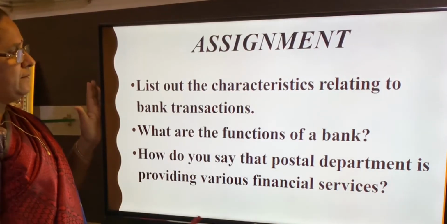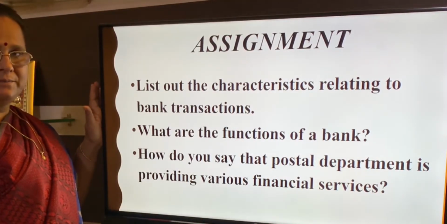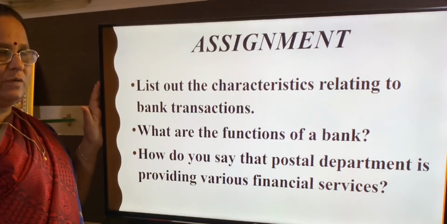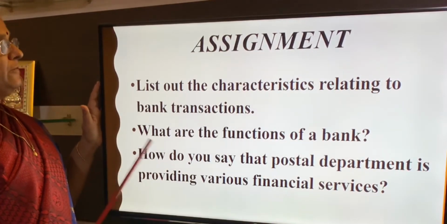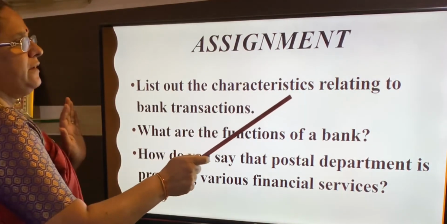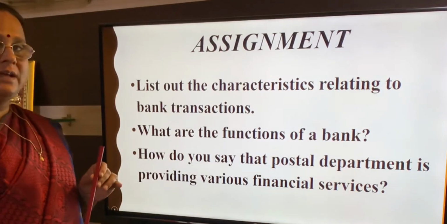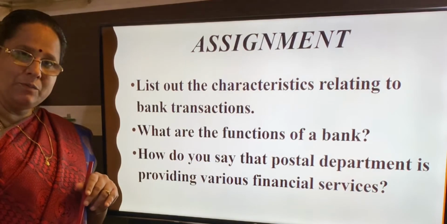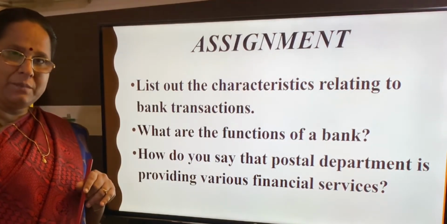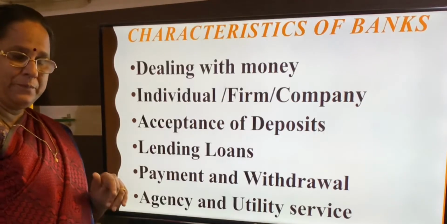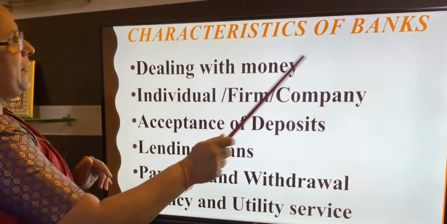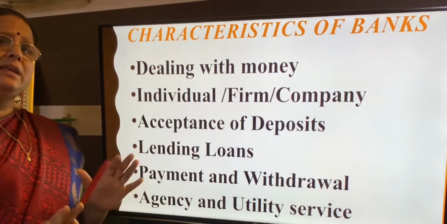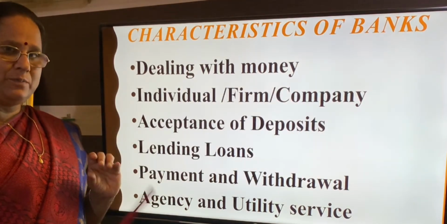The next one is about the assignment. This assignment has to be written in the homework. The first question is regarding the characteristics of bank transactions. You have to write all 11 points. You remember those 11 points? If you don't remember, once again I will show them here. You will write only these points. I don't want any explanation. Write only the 11 points, that's enough.